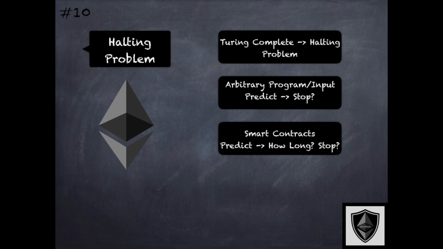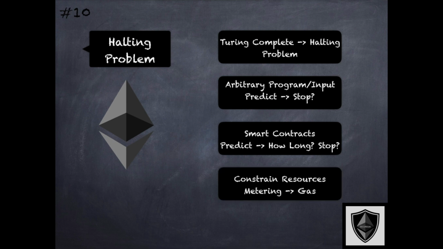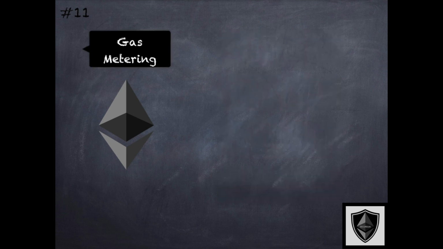So in the context of a smart contract, we won't be able to predict how long that smart contract will run, and will it even stop, or will it keep running forever? And the way that Ethereum deals with this aspect is by constraining the resources that are given to the smart contract on the Ethereum node. And the way it is done is by metering using this concept of gas. And this is something that's again critical, and let's take a look at what that means. Gas metering.